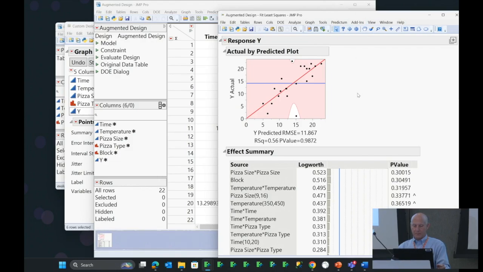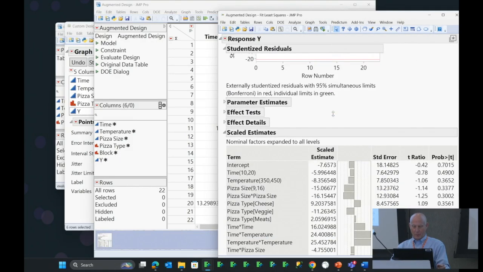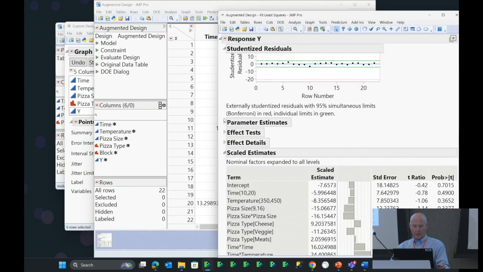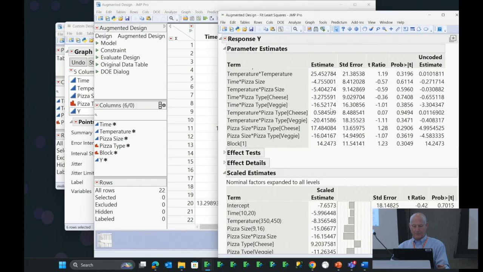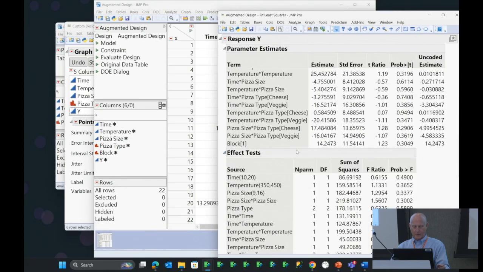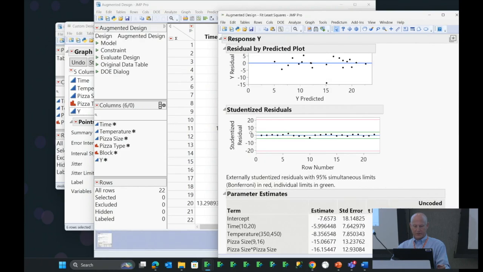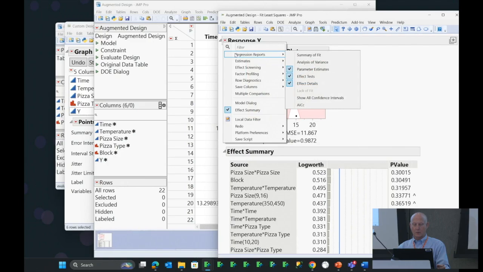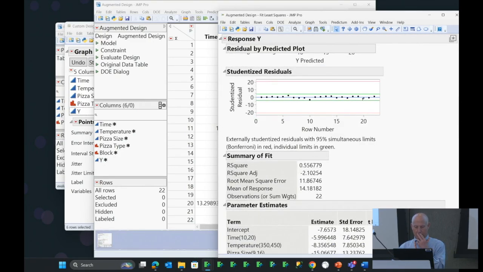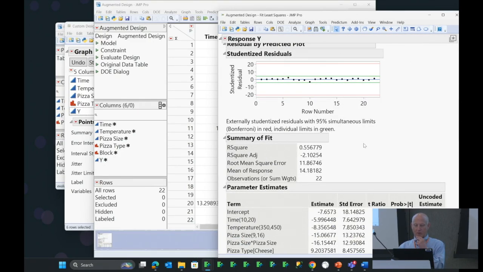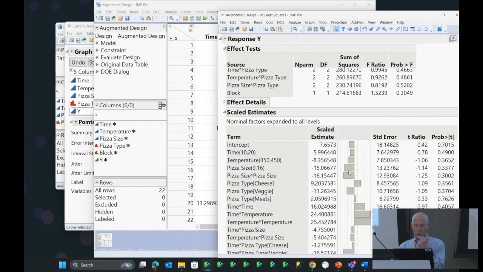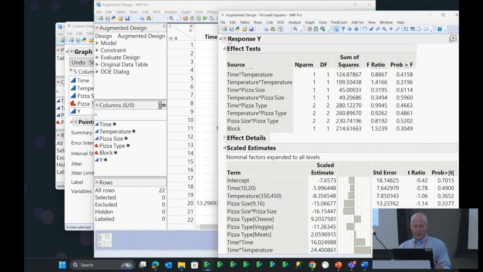It looks like it may have fit, but let me look at the parameter estimates. There aren't very many degrees of freedom. Maybe I want summary. I'm looking for a good... Yeah, so the number of observations is 22. Surprised one of these doesn't have a more, let's say maybe it's ANOVA.